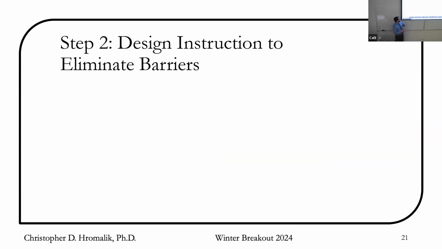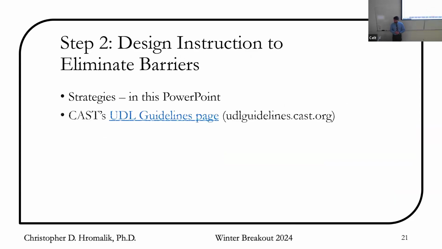Step 2, design instruction to eliminate barriers. And that's what we're going to present to you for the rest of the time. Here at slide 20, the second step is to design instruction to eliminate barriers. I'll share with you some strategies in this follow-up presentation. But I also encourage you to go to the UDL Guidelines page from CAST. That's udlguidelines, all one word, .cast.org. From there, you'll find a treasure trove of information on the Universal Design for Learning framework.